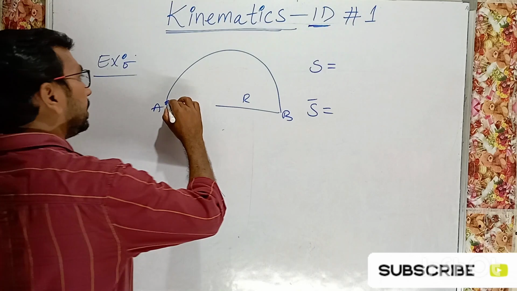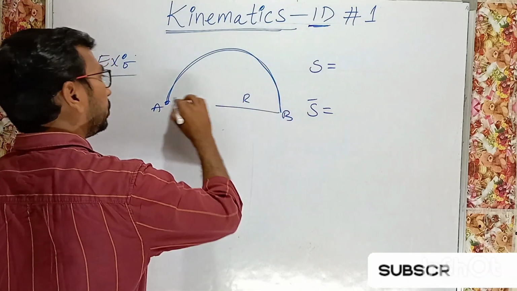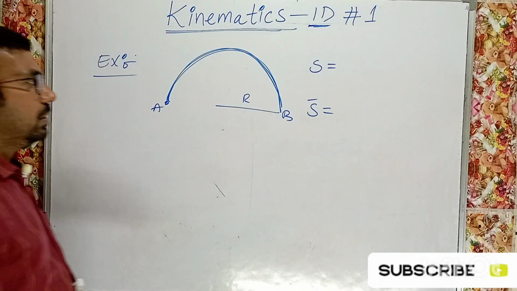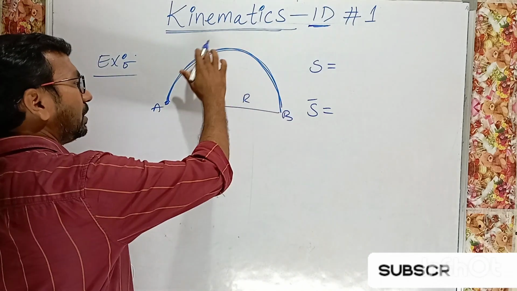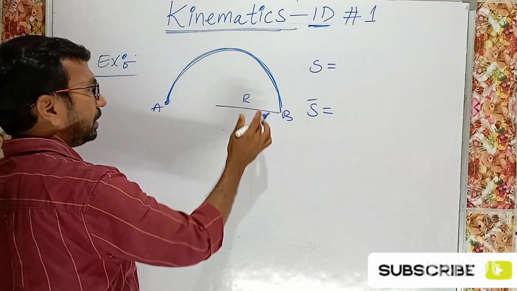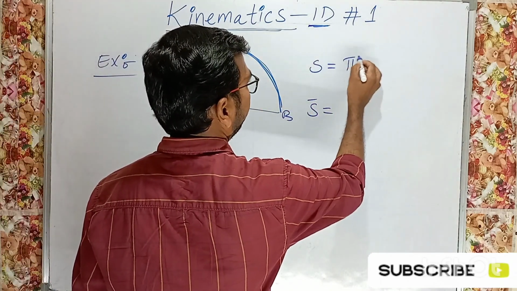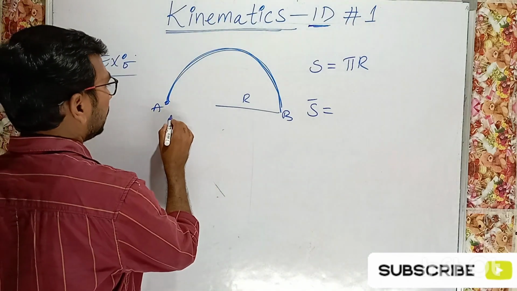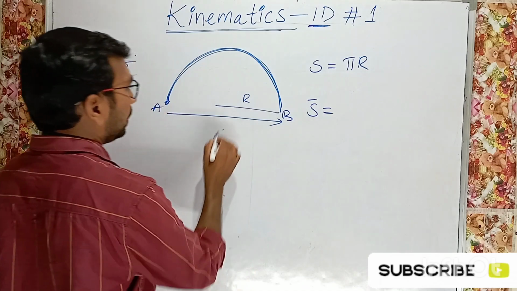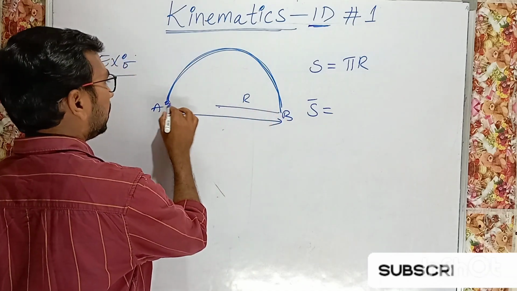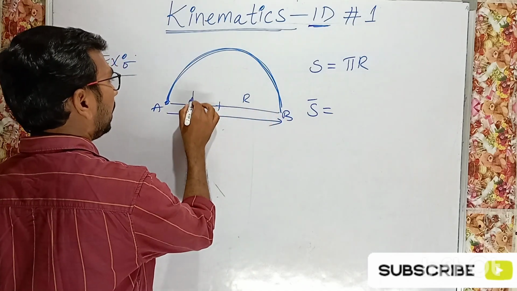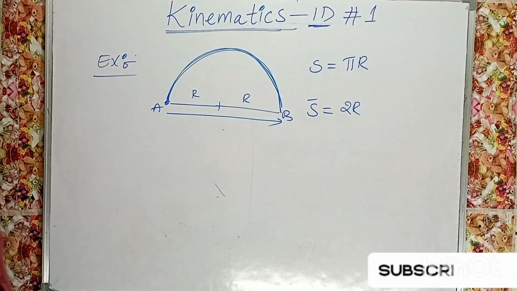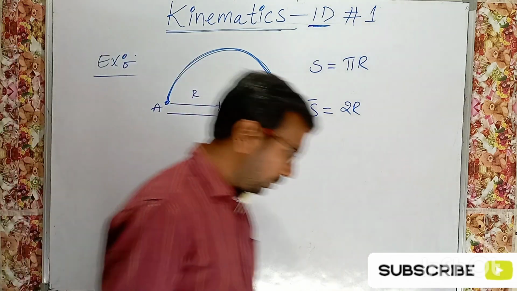So distance is the path A to B. This is a semicircular path. For a circular path it is 2 pi r. For a semicircular path it is pi r. Okay. And what about displacement? The shortest path from A to B. Here to here is r, and here to here is r. So r plus r is 2r. So displacement is 2r. Can I give one more example?